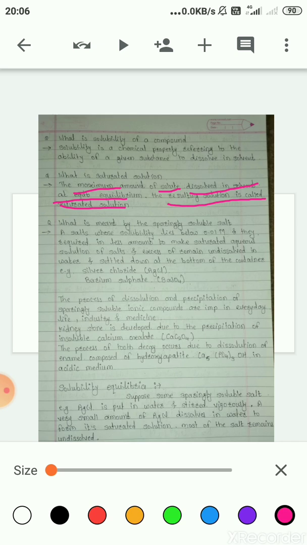That means there is a maximum amount of solute dissolved in the solvent, and the solvent does not have the ability to dissolve more solid substance or compound in it. That means the equilibrium between the dissolved compound and the compound trying to dissolve is maintained, and therefore a saturated solution is defined as the maximum amount of solute dissolved in a solvent at equilibrium. The resulting solution is called a saturated solution.